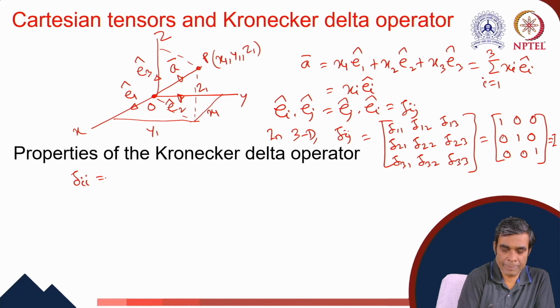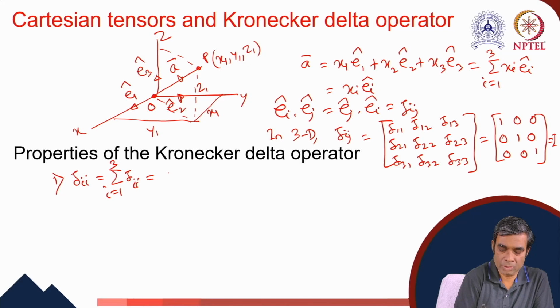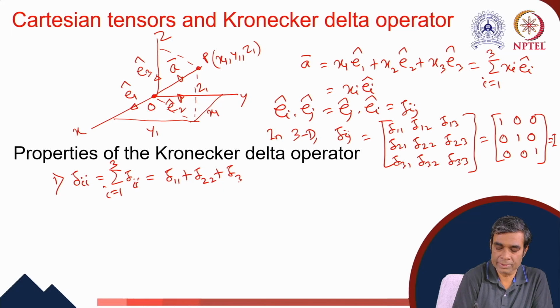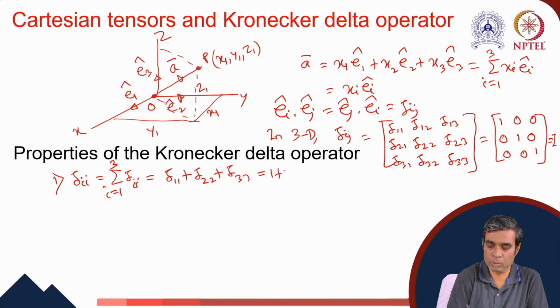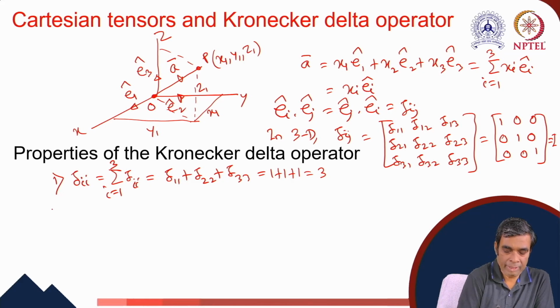Delta ii represents summation over i equals 1 to 3 in 3 dimensions. So it gives us delta 11 plus delta 22 plus delta 33. Now from this matrix we find delta 11 equals 1, and delta 22 and delta 33 are also having unit values. So the summation ultimately gives us 3. Then if there is a vector x, we can say that xi, then this is one property of Kronecker delta.